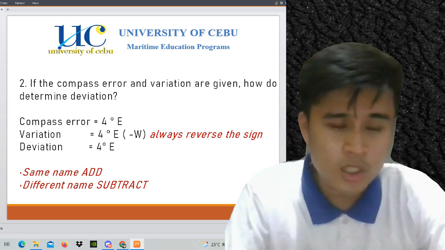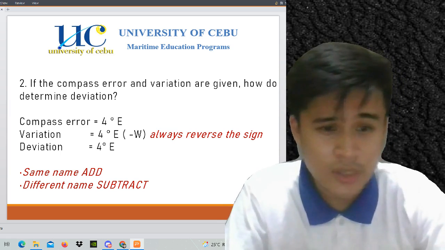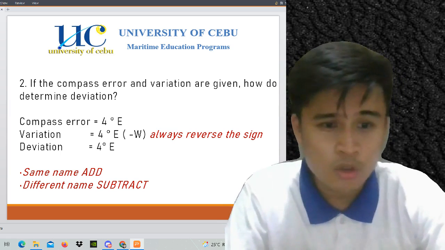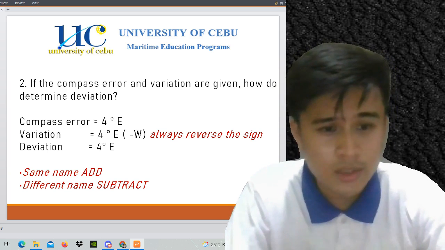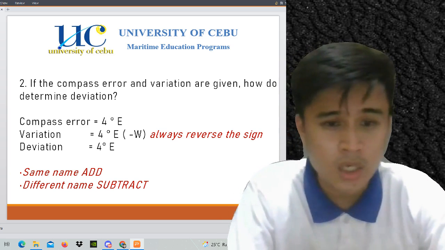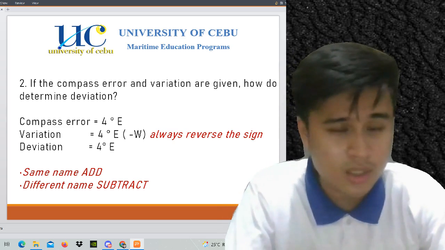So in my example, the compass error is 4 degrees east, the variation is 4 degrees east, and the deviation is 4 degrees east. Since they are like signs, you can directly add them. If the signs are reversed, then you can subtract.